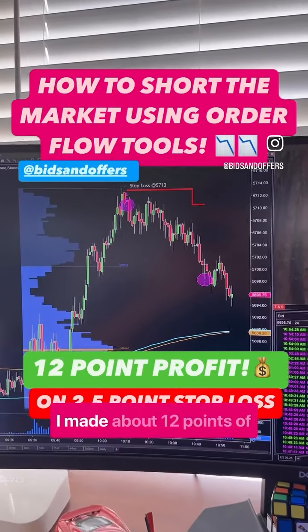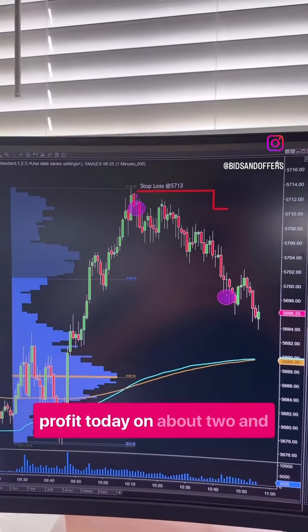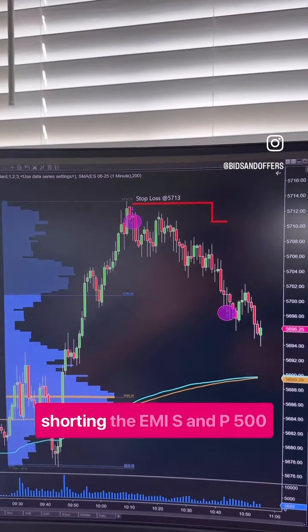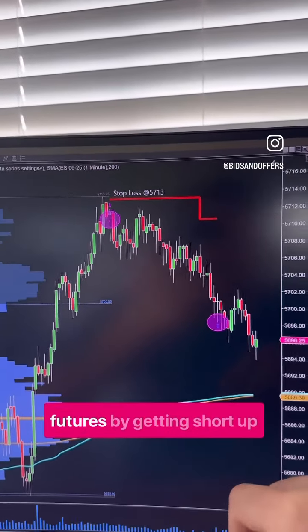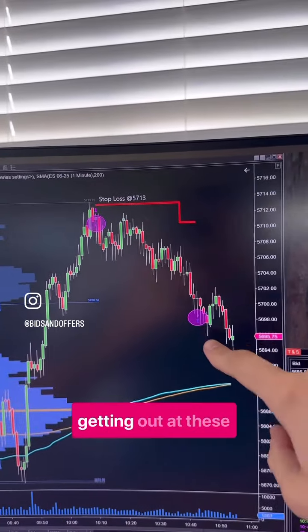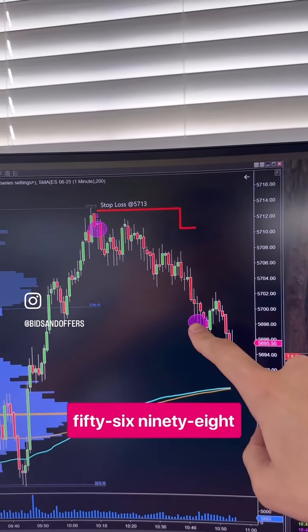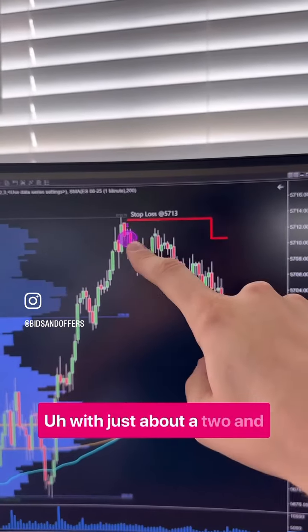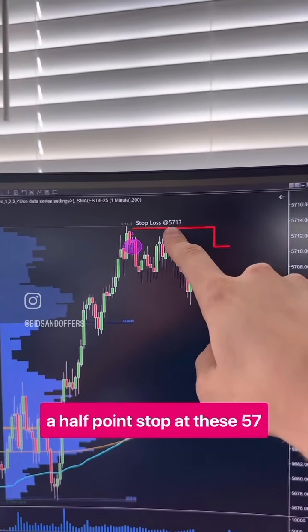Hey everybody, I made about 12 points of profit today on about 2.5 points of risk shorting the E-mini S&P 500 futures by getting short up here at these 57.10.50s and getting out at these 56.98.50s with just about a 2.5 point stop at these 57.13s.